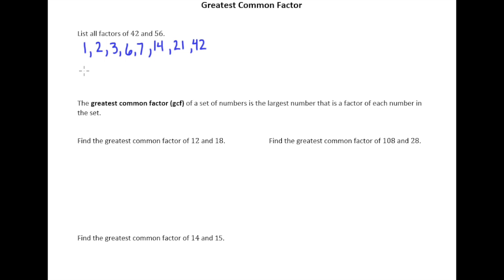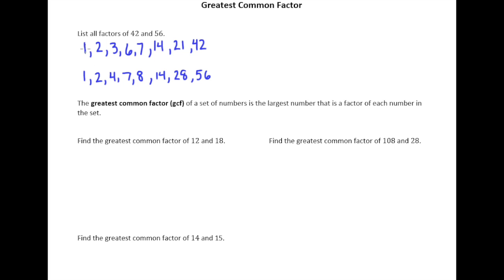Moving on to 56. Of course 1 and 56 is how we would start this. 2 definitely goes into 56 because it's even, and when you divide 56 by 2 you get 28. 3 does not go into 56 evenly, however 4 does, and it turns out that 4 times 14 is 56. 5 does not go into 56, neither does 6, but 7 does, and 7 times 8 equals 56. So now we have a list of factors for each of these numbers.